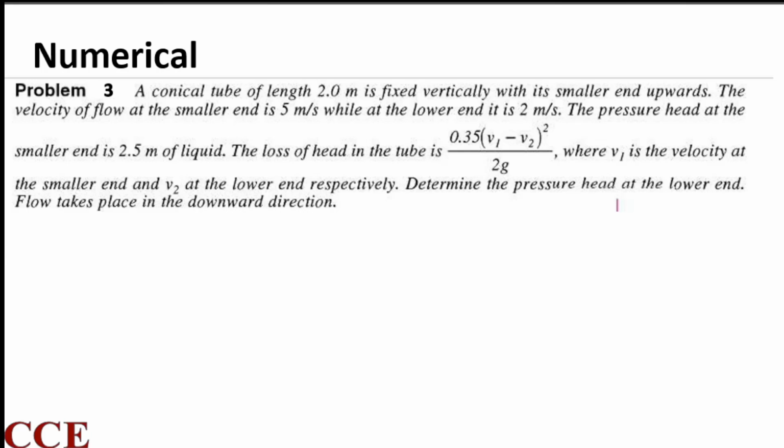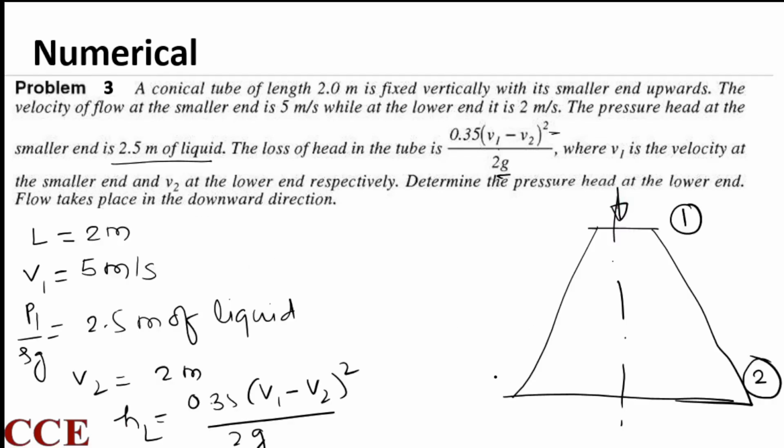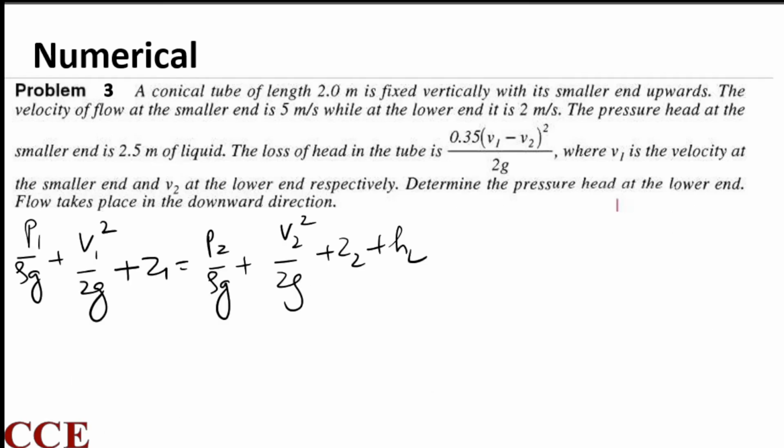If we put in the Bernoulli's equation, P1 by rho g plus V1 square by 2g plus Z1 is equal to P2 by rho g plus V2 square by 2g plus Z2 plus HL. Now here, there is nothing given in the numerical regarding the datum line. So if we say that the bottom section passes through the datum line, this will be at 0 and this will be at 2.0. So Z2 will be equal to 0 and Z1 is equal to 2.0.